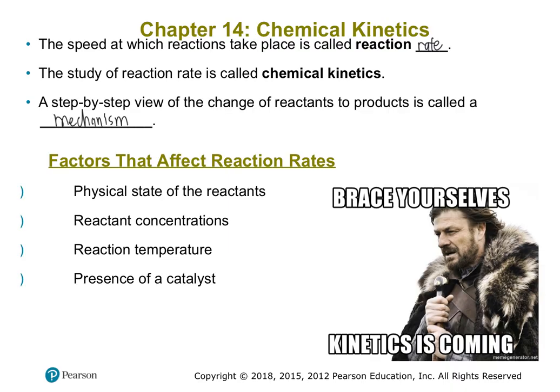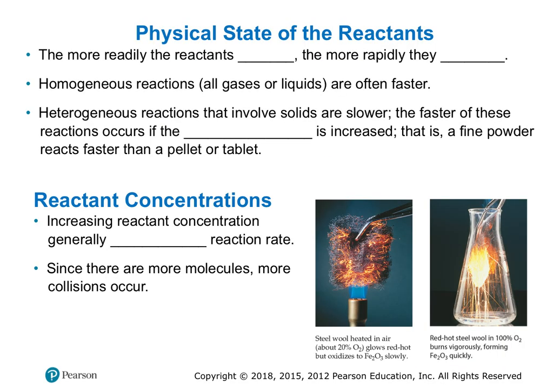Some of the factors that impact the speed of a reaction are the state of the reactants, whether they're solid, liquid, or gas, the concentration of the reactants, the temperature of the reaction, and whether or not there is a catalyst present. And so those are the things we're going to study in that order in this chapter. So we're going to dive into each one briefly, each of those factors that we just talked about.